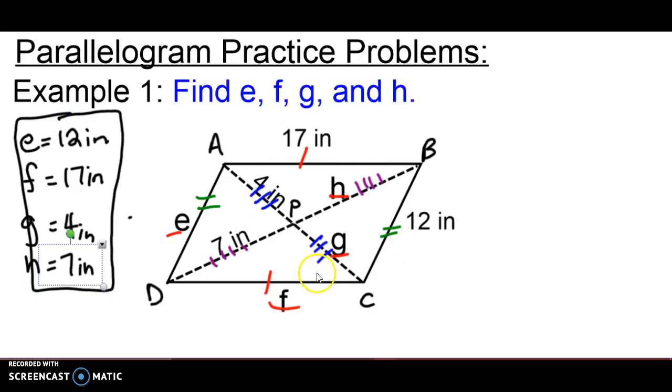You'll notice that there's not really a lot of work involved in this first example. However, I did have all of my congruency markings on my parallelogram. On your quiz, I'll expect to see those markings to show me your work.